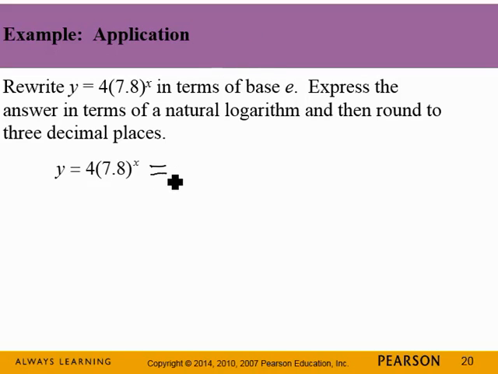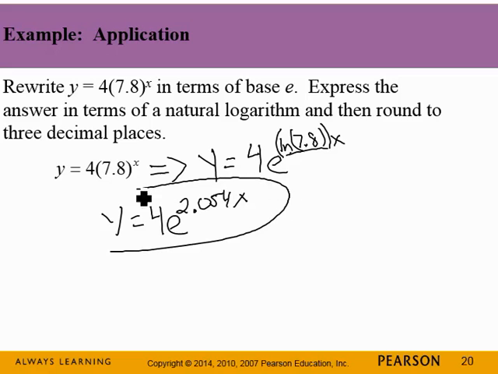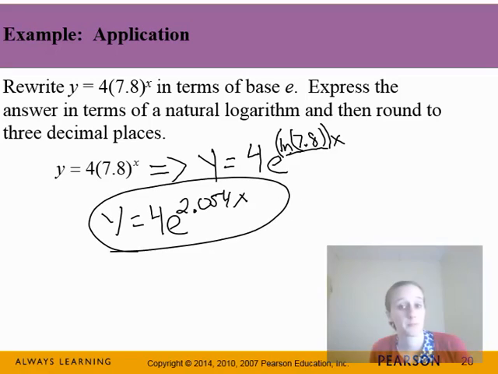So make sure you solve this part. So you have y equals 4e to the 2.054x. And that's all you had to do for this one. So you're just expressing it with e instead.